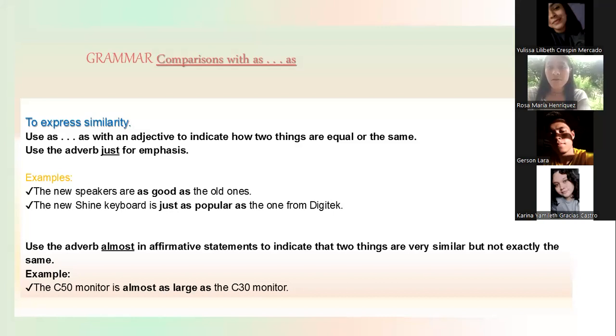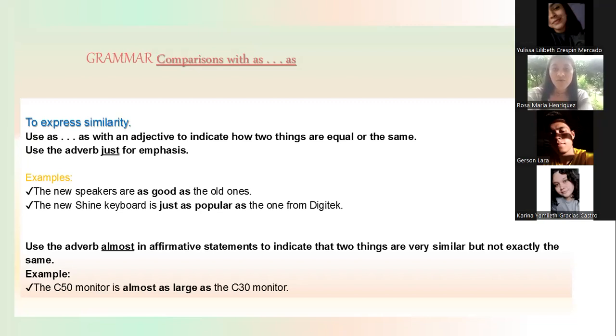Now I'm going to talk about comparison with as. We use it to express similarities. We use as with an adjective to indicate how two things are equal or the same. Well, we use the adverb just for emphasis. For example, the new speakers are as good as the old ones. In the second example, the new Shine keyboard is just as popular as the one from Digitech.